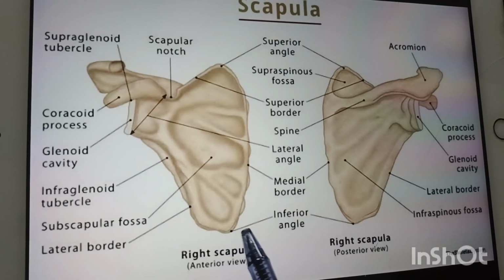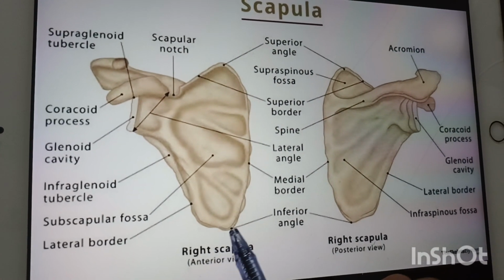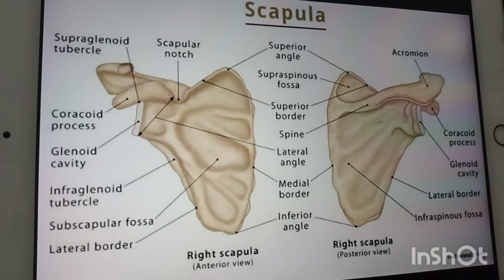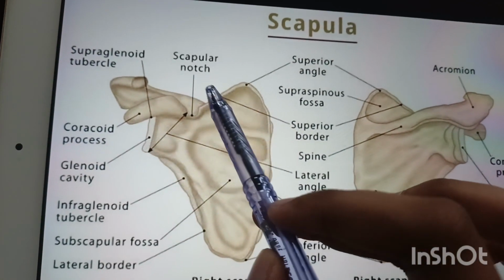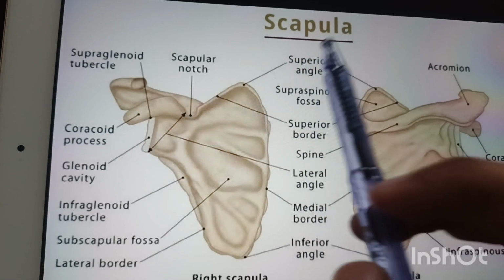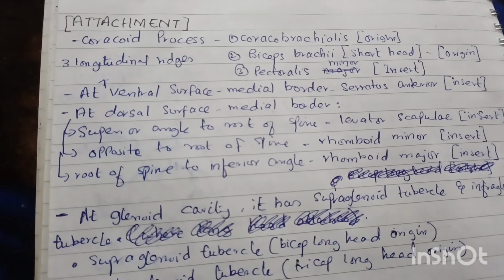At the inferior angle, one muscle originates, the latissimus dorsi muscle. At the scapular notch, the inferior belly of the omohyoid muscle originates. Here are all the attachments.